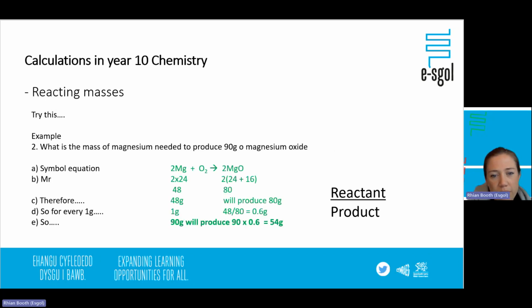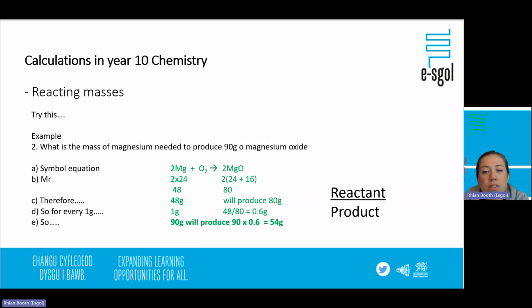Okay, so here we go. This time it's the same equation, which is nice. Okay, so we kept that for you on purpose. Written that out again, make sure it is balanced, really important. Then the next step is to calculate the MR for both sides, so both magnesium and magnesium oxide. Again, ignoring the oxygen, it isn't needed in this calculation. Once again, we have the ratio of 48 to 80. Okay, so 48 grams of magnesium will produce 80 grams of magnesium oxide.